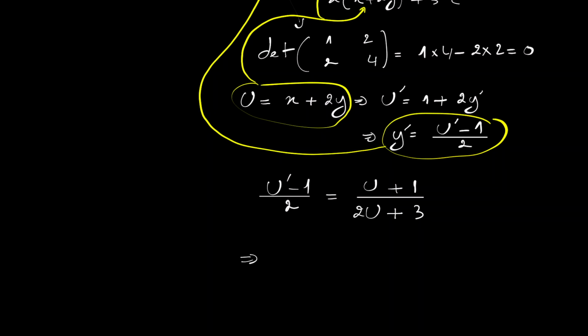To see this, let's put the u terms in one side and the x terms in the other side. First, let me write this. We multiply by 2.